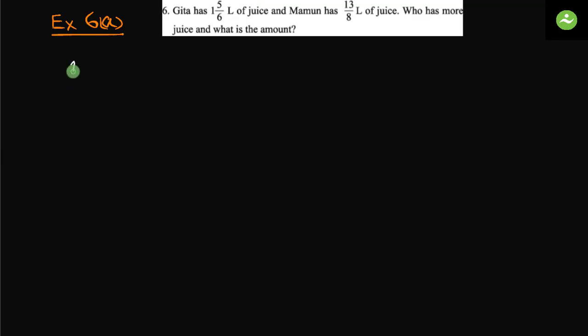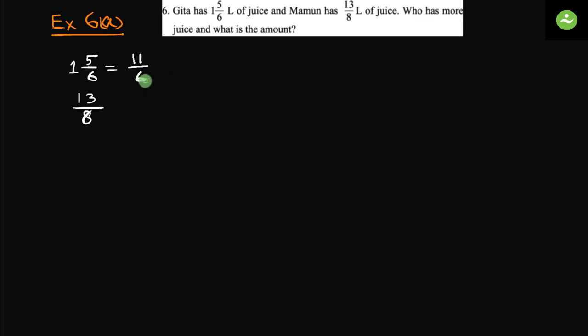1 and 5/6 equals, we are changing to improper fraction. 6 into 1 plus 5 is 11. 11/6. The other is 13/8.